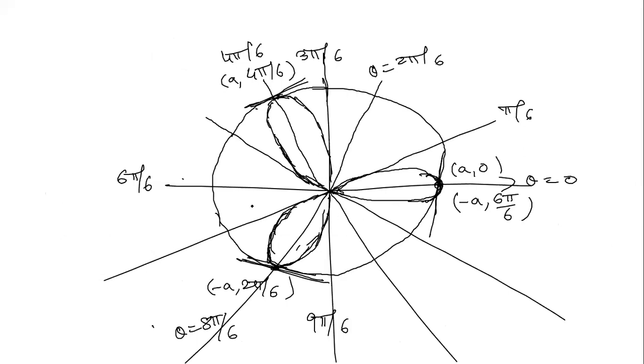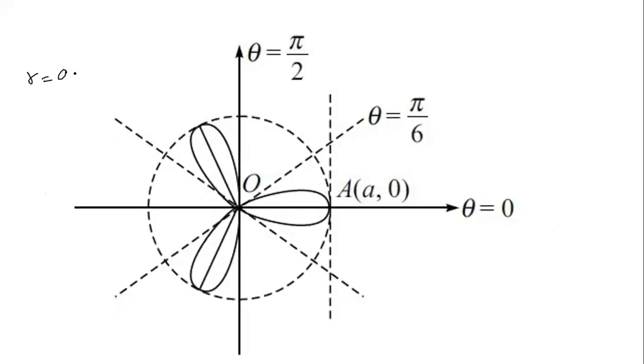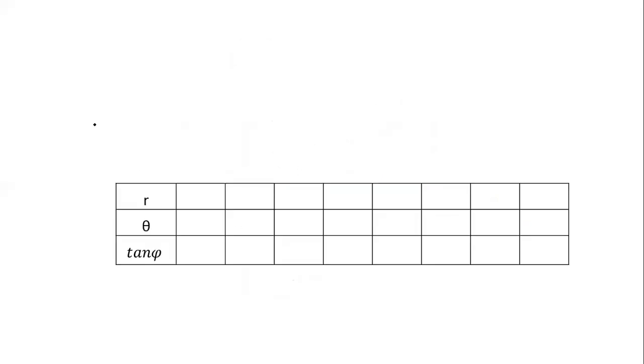So this much is the graph of r is equal to a times cos of 3 theta. We have mentioned that the curve is symmetric about the initial line. So if you fold the lower part, it will exactly coincide with the upper part. And here m equal to 3 is an odd number, so there will be exactly m, that is 3, loops within the circle of radius a.